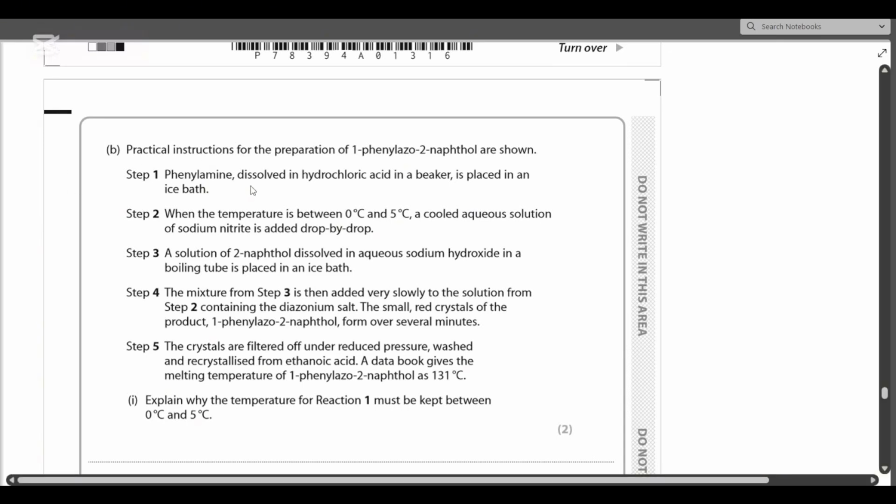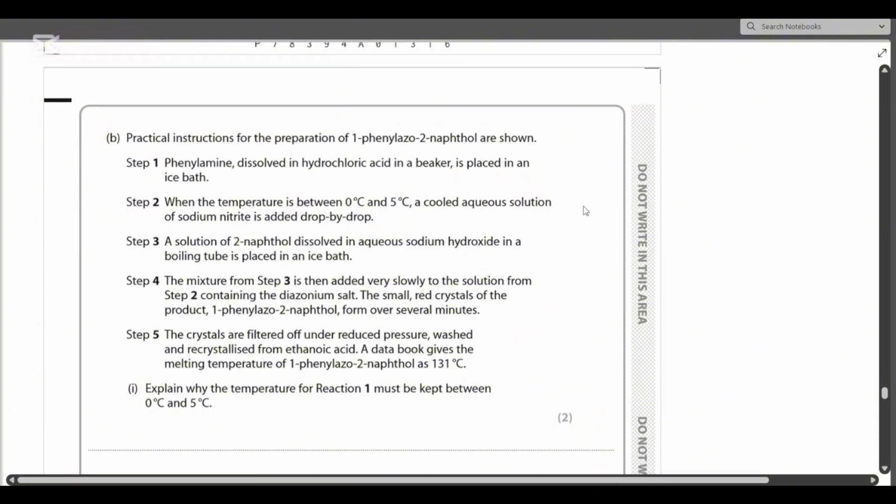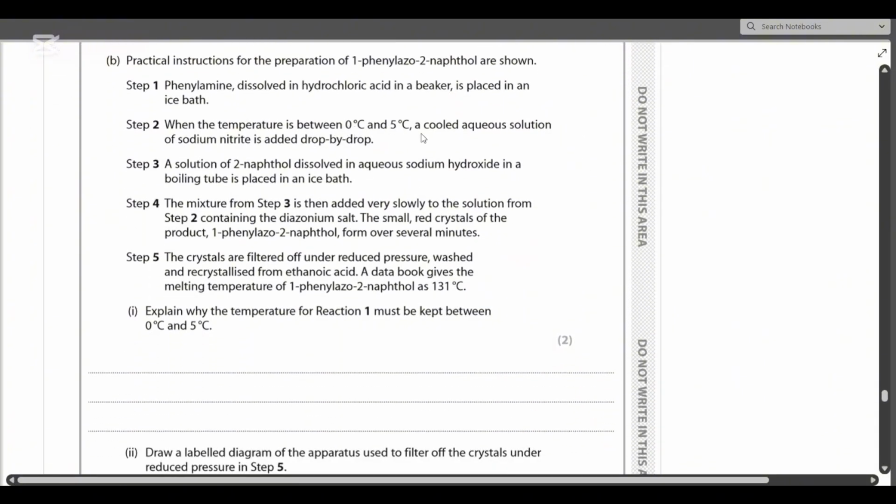Moving on to the next part, they said practical instructions for the preparation of 1-phenylazo-2-naphthol are shown. In step 1, the phenylamine is dissolved in hydrochloric acid in a beaker, which is placed in an ice bath, and the temperature is between 0 and 5 degrees Celsius. A cooled aqueous solution of sodium nitrite is added drop by drop. A solution of 2-naphthol dissolved in aqueous sodium hydroxide in a boiling tube is then placed in an ice bath. In step 4, the mixture from step 3 is added very slowly to the solution from step 2 containing the diazonium salt. Small red crystals of the product form over several minutes.